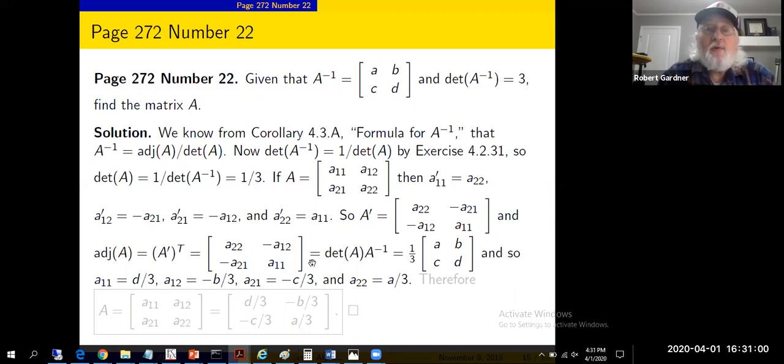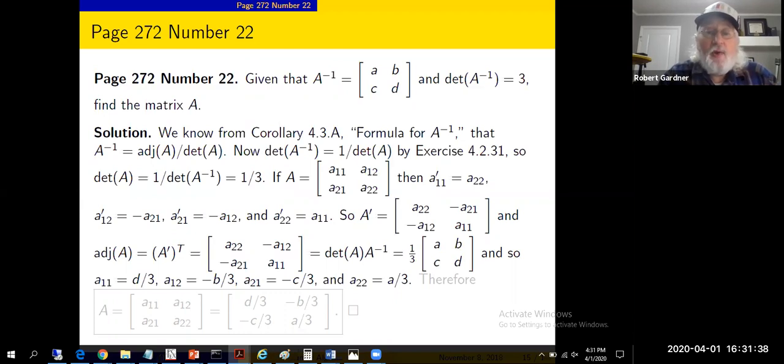We know from the corollary that the adjoint of A equals the determinant of A times A inverse. It's this little formula where we've cross multiplied by the determinant of A. We know the determinant of A, that's right here, that was 1/3. We know A inverse, they gave us A inverse, it's one of the pieces they gave us. So that allows us to express that adjoint also as 1/3 times ABCD, determinant of A times A inverse, given in terms of the A's, B's, C's, and D's.